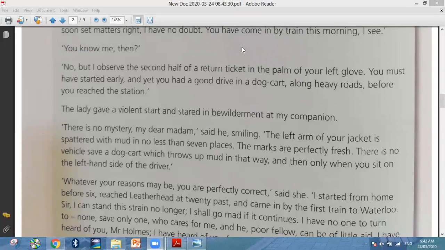So he even knows very different types of vehicles that were common at that time and how they can affect the driver and the passengers. And he could even know where she was sitting exactly in this car, on the left-hand side of the driver. Yes. Thanks a lot, Yazan. How did the woman know about Sherlock Holmes?